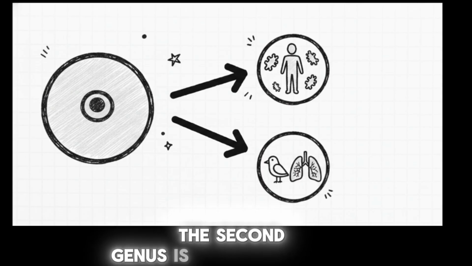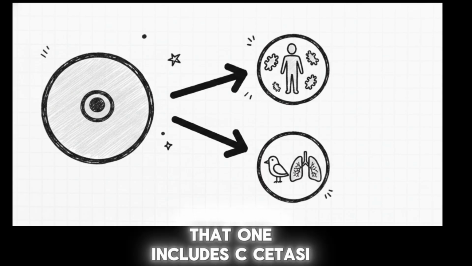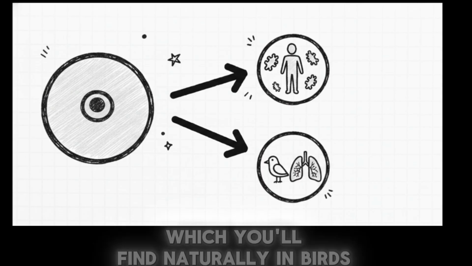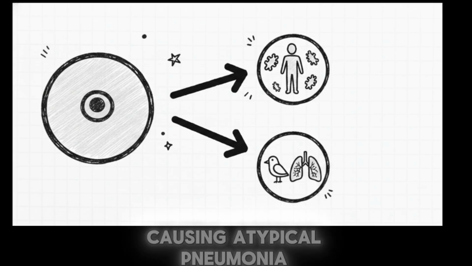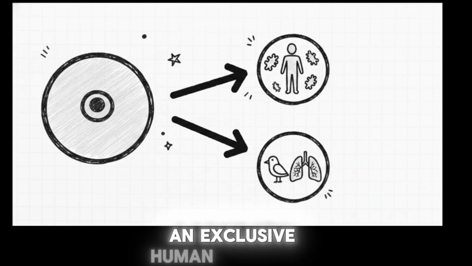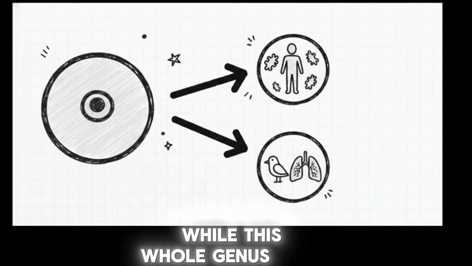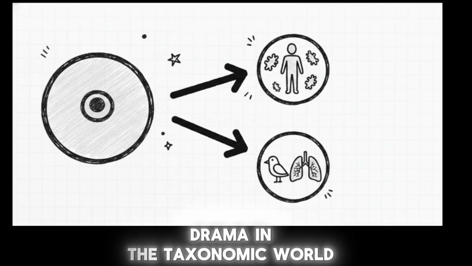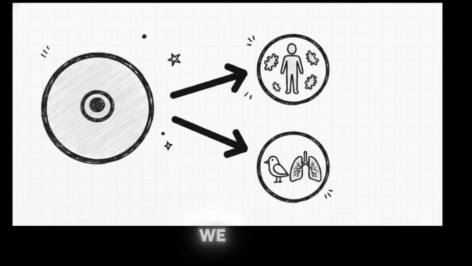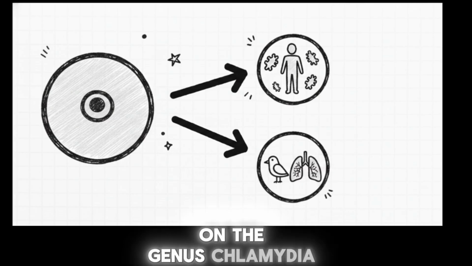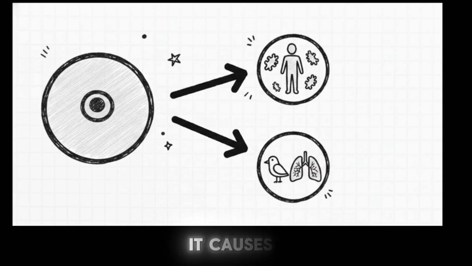The second genus is Chlamydophila. That one includes C. cetacea, which you'll find naturally in birds and poultry, causing atypical pneumonia, and C. pneumoniae, an exclusive human pathogen behind community-acquired atypical pneumonia. While this whole genus split stirred up a bit of drama in the taxonomic world, for our purposes today, we are zeroing in strictly on the genus Chlamydia and the widespread human disease it causes.